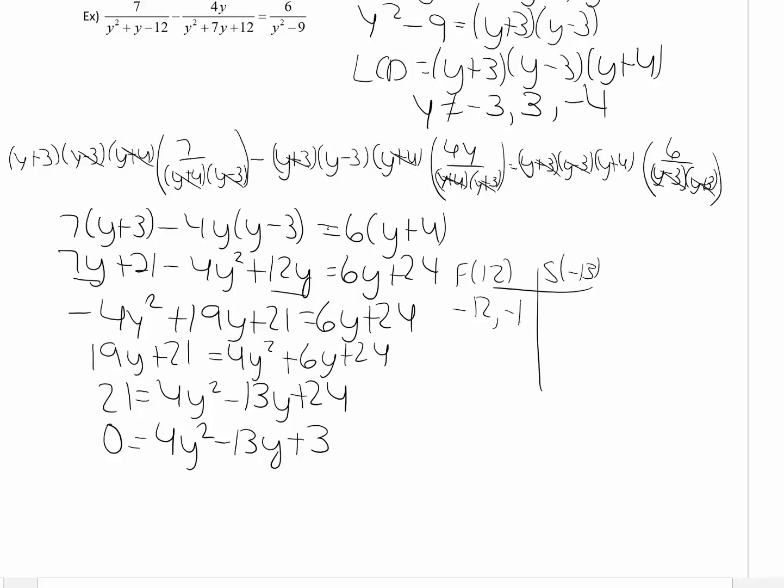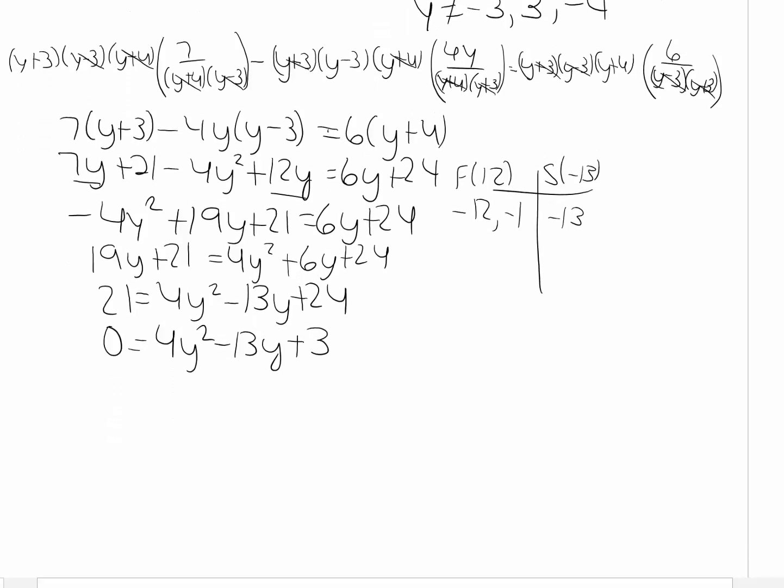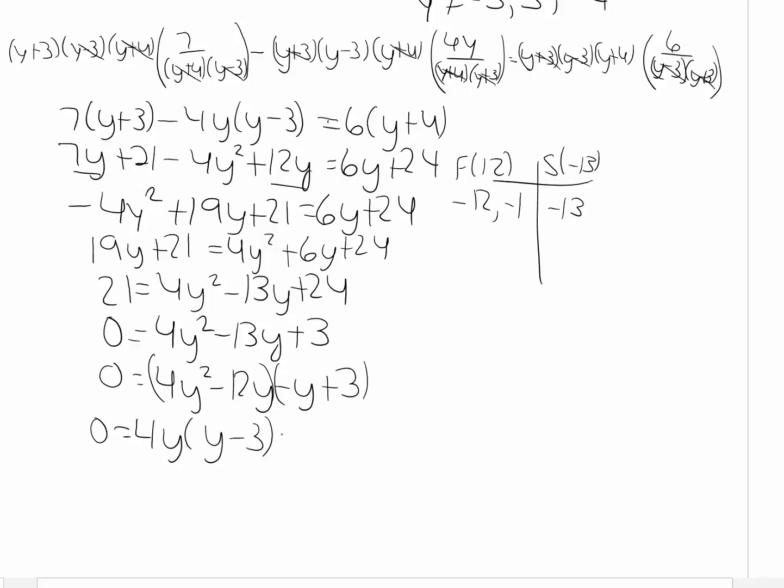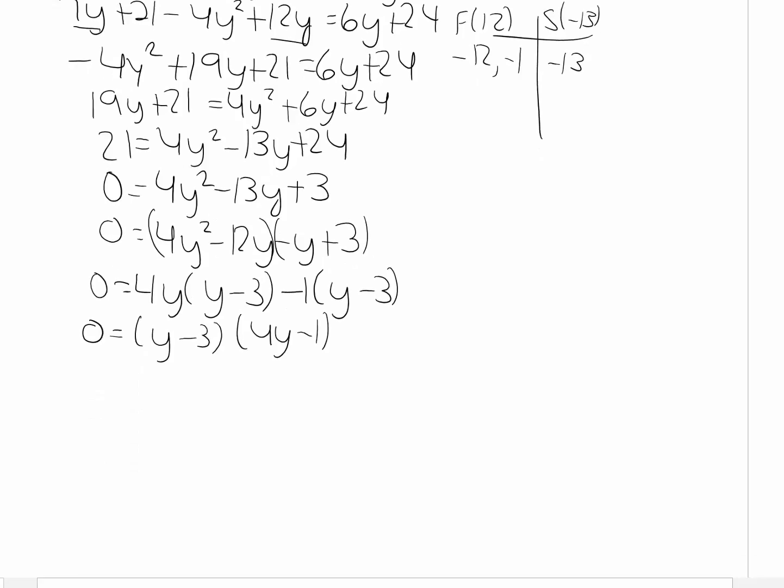Well, that's negative 12 and negative 1. So let's rewrite negative 13y. I'll write it as minus 12y and minus y. Okay, we will group. The first two terms, I can factor out a 4y. The last two terms, I can only factor out a negative 1. Factor again. And then set each factor that contains a variable equal to 0.